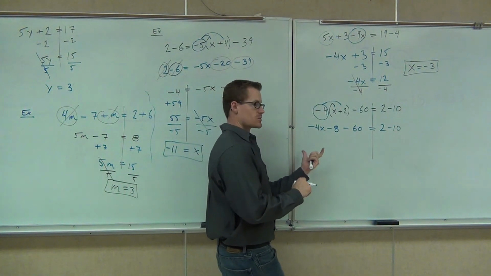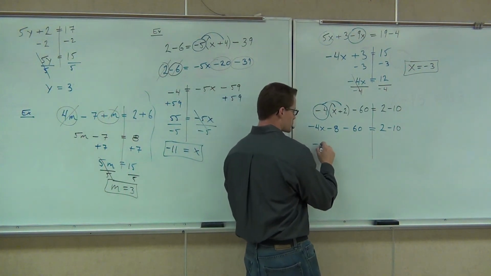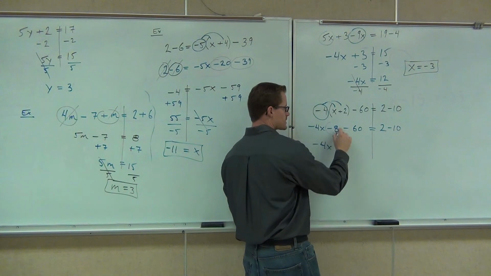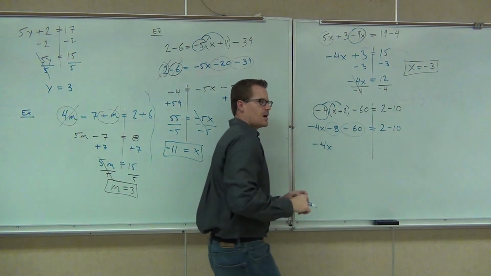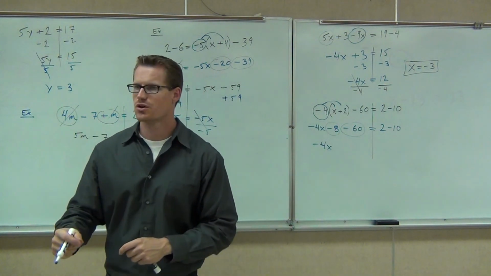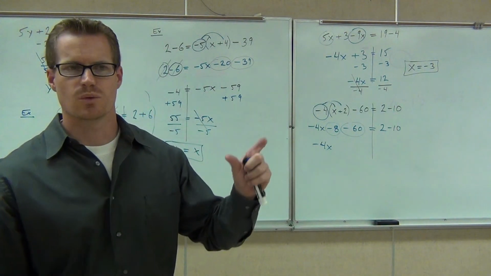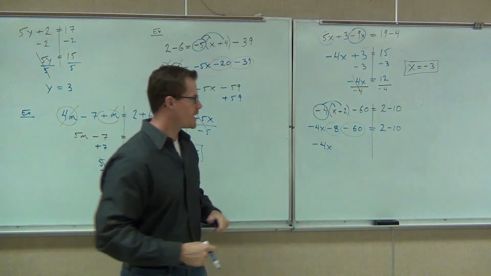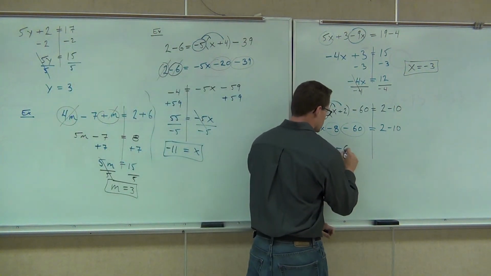I have some like terms, as a matter of fact, not the 4x so much, but I do have a minus 8 and a minus 60. I'm using the addition rule to combine like terms. That means we have the same signs. You will add them together, keep the common sign, and get minus 68.